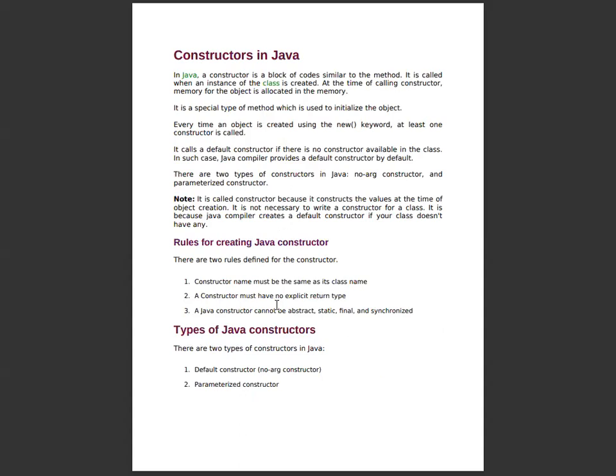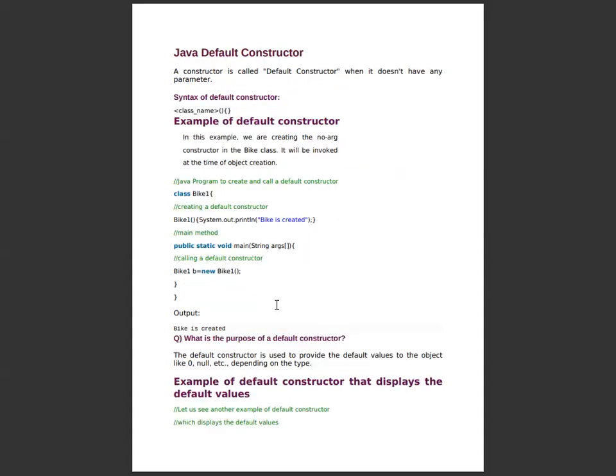This is the default constructor. If you consider its purpose, we use the default constructor to provide default values to the variables which are declared. For example, if a program is running, to initialize the values, we use this constructor. And why default? Specifically to assign a default value such as 0, null, or depending on its type. Now we will see an example of a default constructor that displays the default values.